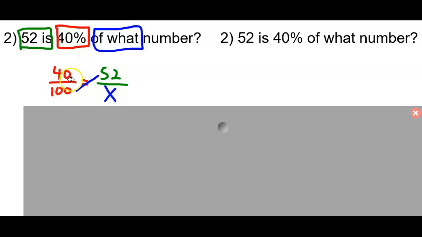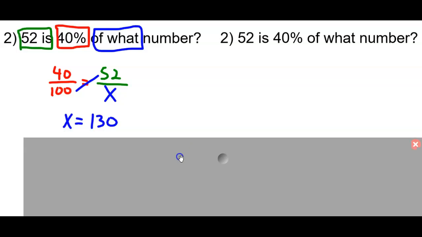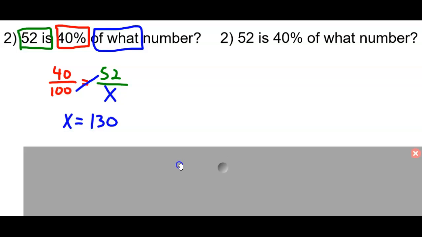40 over 100, no percent sign. 52 is on top, x is on the bottom. I'm going to multiply here, and divide by the 40. So multiply this, divide by that. When I do that, I get an answer of x equals 130. All right, what about the algebraic way?